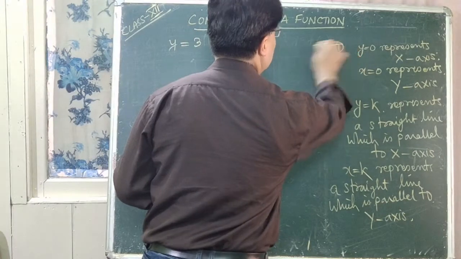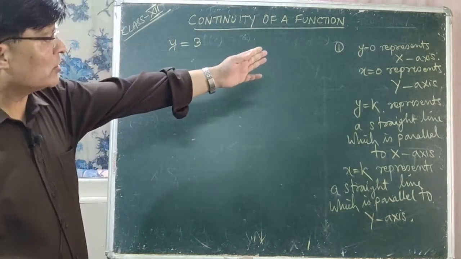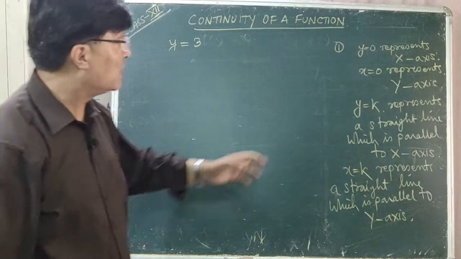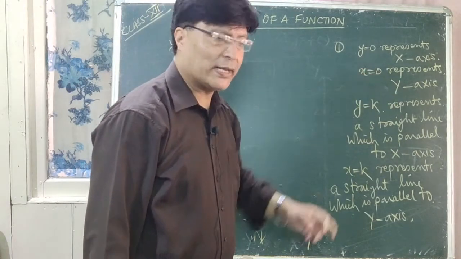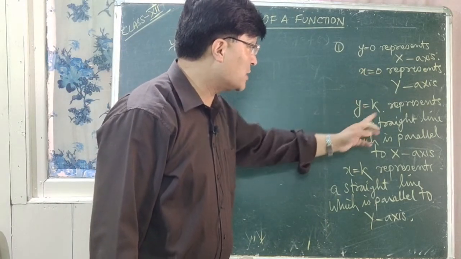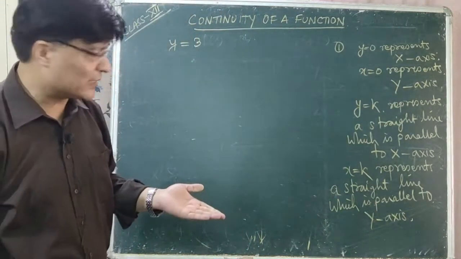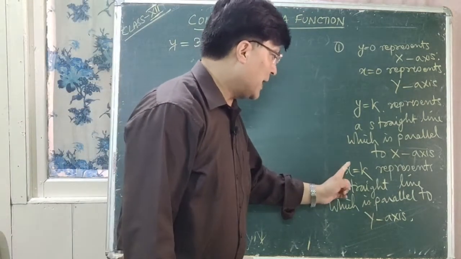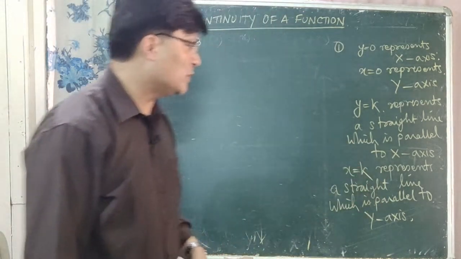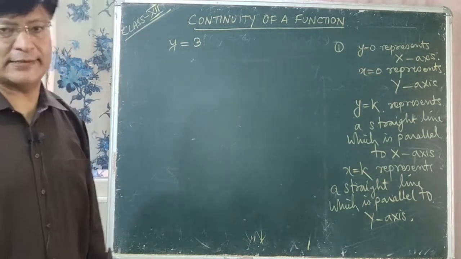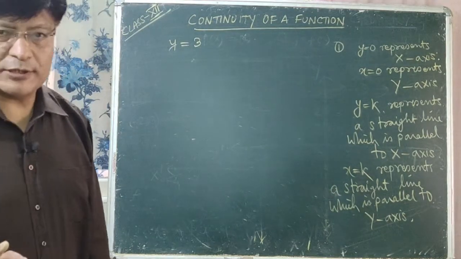So number one, y is equal to 0 represents the x-axis; x is equal to 0 represents the y-axis; y is equal to k represents a straight line which is parallel to the x-axis; and x is equal to k represents a straight line which is parallel to the y-axis. So I think you have understood it.